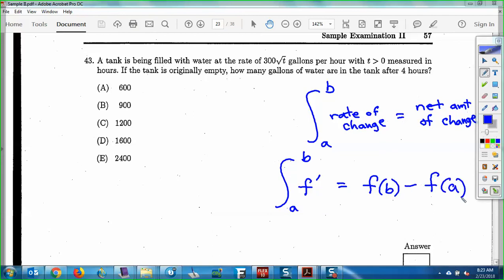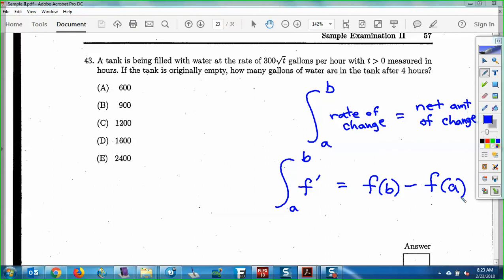I mean, think about that in terms of miles. So if this is miles per hour, this would be miles at the end, miles at the beginning. You take your ending spot minus your beginning spot, that's net distance traveled. That's displacement, right? So instead of net amount of change, we call it displacement, but it's the same idea. But I'll go with net amount of change, okay? So it makes sense. I mean, that's what the fundamental theorem basically says, right? So if this is gallons per hour, then this would be the net change in gallons. So now, as we think about that, we look at this problem.